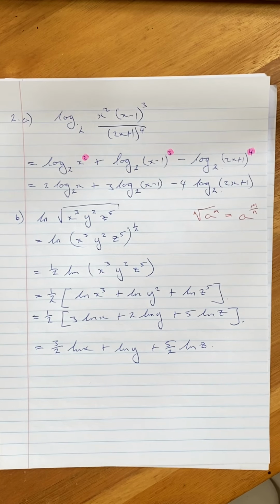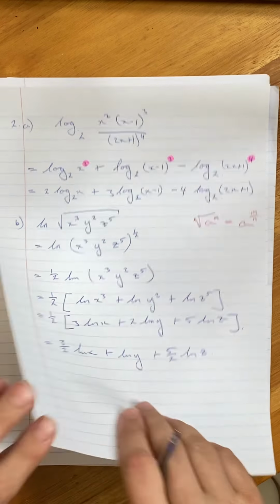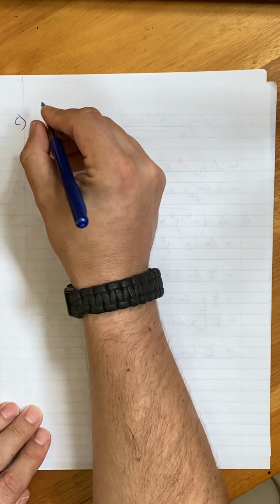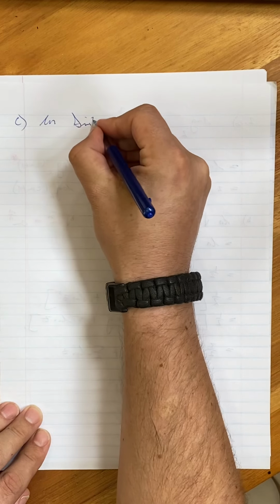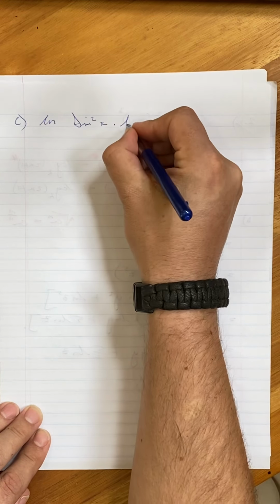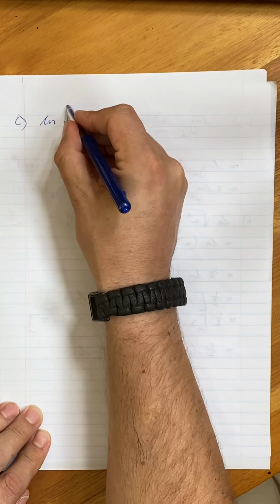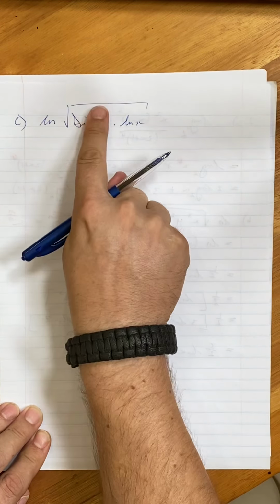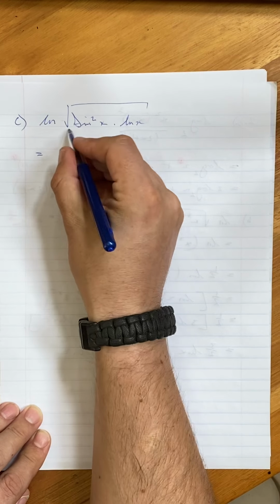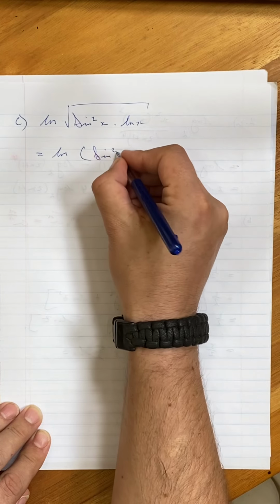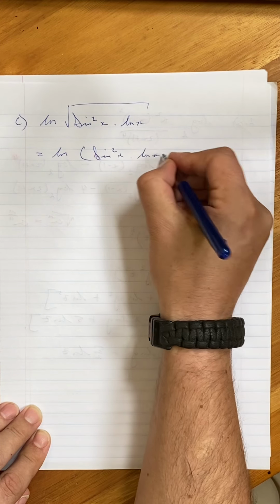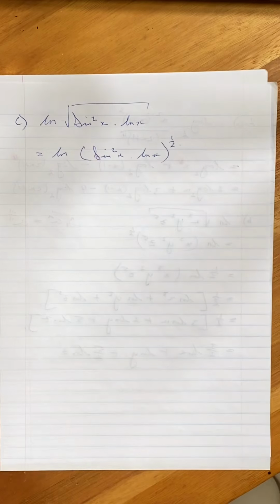All right, grade 11s, I think one more, and then I will give you some homework, and then I'll do a part 2. Okay, so let's have a look at example C. We've got ln sine squared x times ln x, all in a square root. Okay, again, I'm going to convert that surd. So we get ln sine squared x times ln x, all to the power of a half.